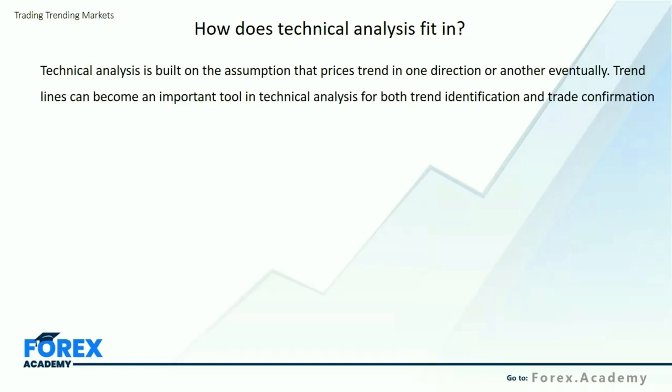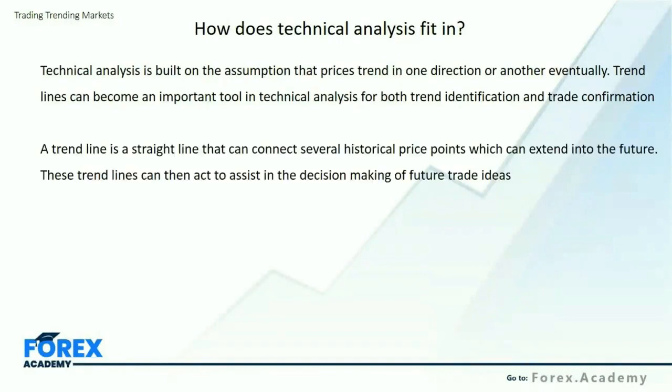Now, if a market is not in a phase of trending, it's in a phase of consolidation, i.e. moving sideways. So there's no clearly defined characteristics of a trend either to the upside or to the downside. However, when you do get these periods of consolidation, you often get trends born off the back of that period of consolidation. So that's why we've used the word eventually in there. So trend lines can become an important tool to technical analysis for both trend identification and trend confirmation.